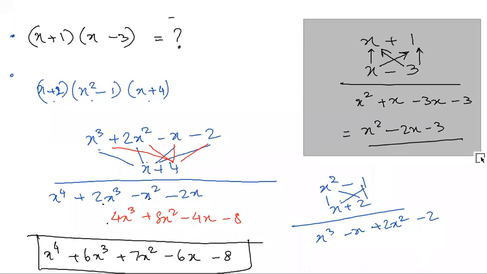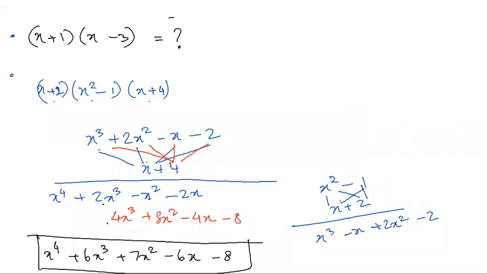How do we do it the other way? Again there will be options. In the ACT everything is options, you don't get gradients and stuff. So let's take three options. One is x to the power 4 plus 6x cubed plus 7x squared minus 6x minus 8. That's one, our answer. And let's take two others.